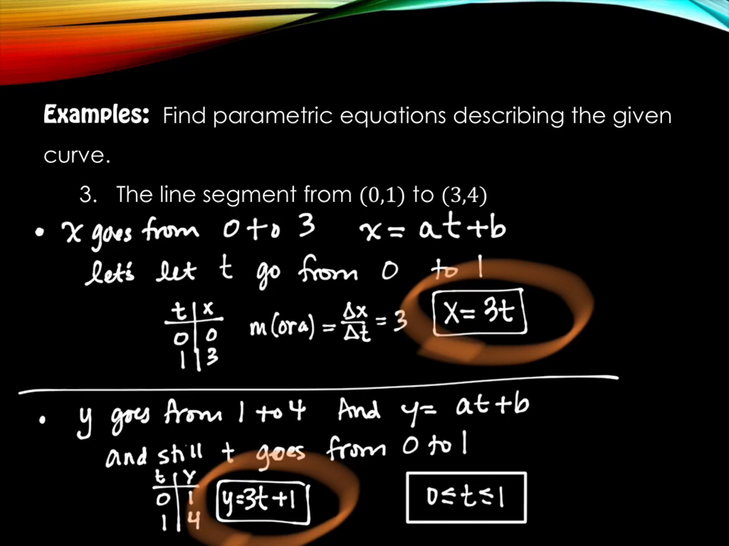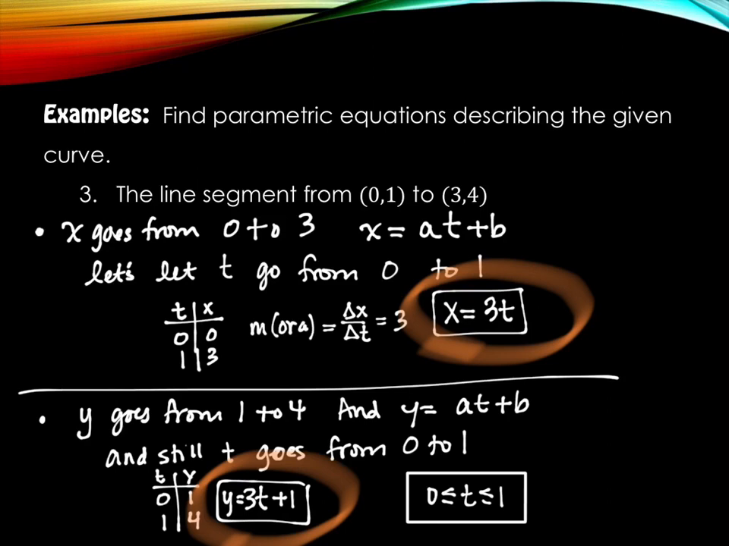Yes. And it ends at 3, 4. So that's what we're looking for. We're looking for parametric equations that produce a certain result. And like we keep talking about, there's lots of them. It's not a one and done kind of thing on a right answer. There's lots of right answers.